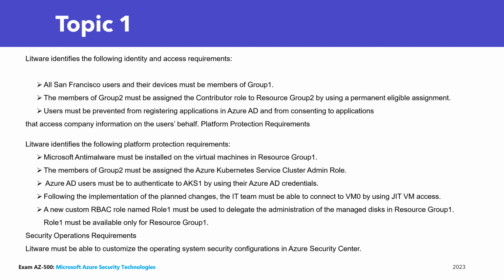Following the implementation of the plan changes, the IT team must be able to connect to VM0 by using JIT VM access. A new custom RBAC role named Role 1 must be used to delegate the administration of the managed disks in Resource Group 1. Role 1 must be available only for Resource Group 1. Security operations requirements. Litware must be able to customize the operating system security configurations in Azure Security Center.